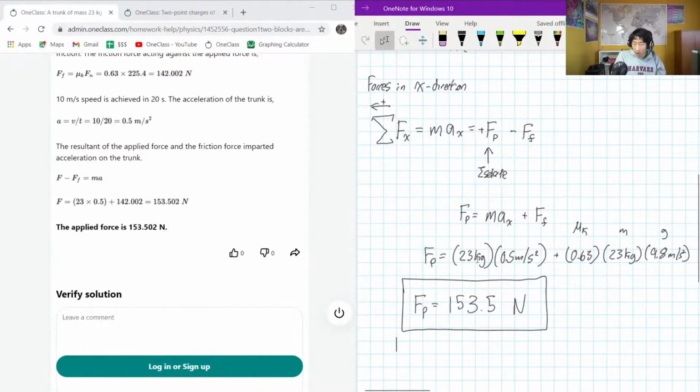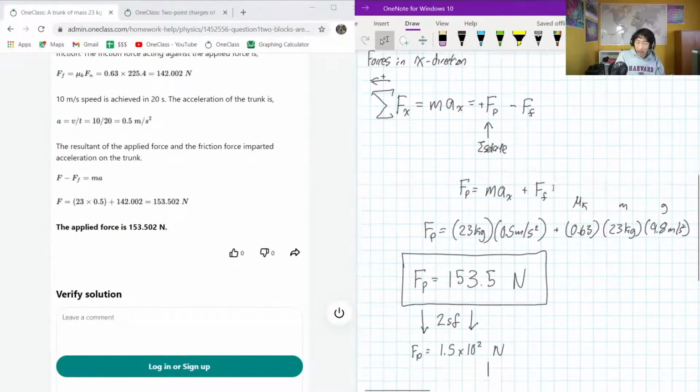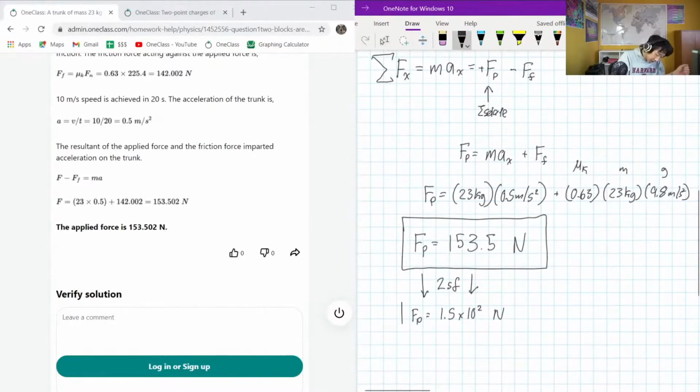We were only given two significant figures, so to adjust for that, we should write instead FP is equal to 1.5 times 10 to the 2 newtons, just to be a little bit more formal with our significant figures incorporated in here. Okay, so yeah, that is the solution.